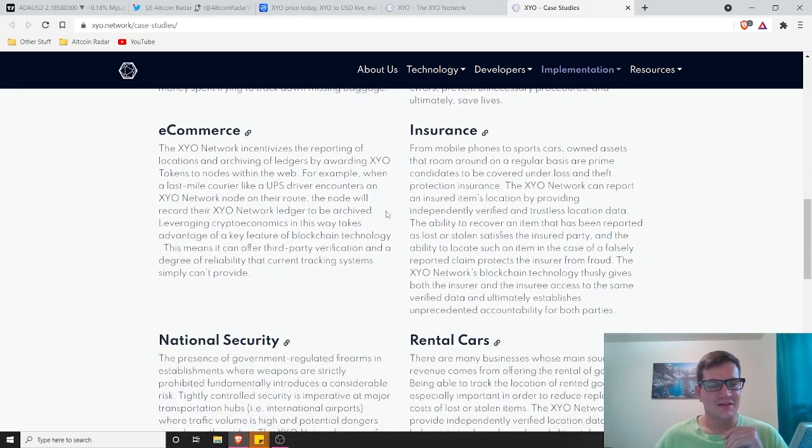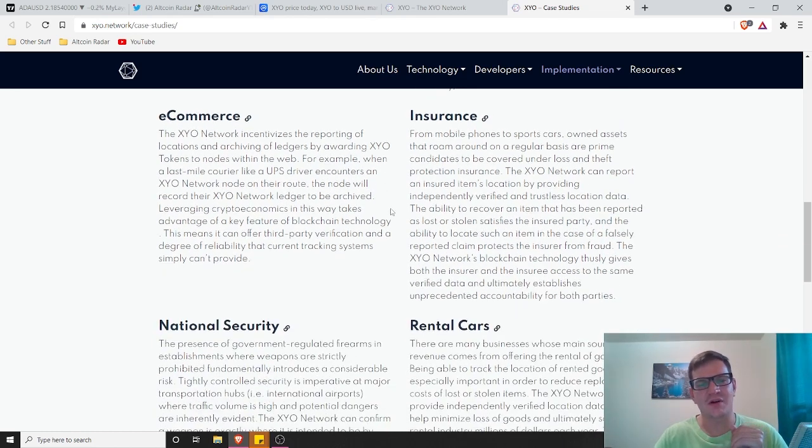So. All right, next we've got e-commerce. The XYO network incentivizes the reporting of locations and archiving of ledgers by awarding XYO tokens to nodes within the web. For example, when a last mile courier like a UPS driver encounters an XYO network node on their route, the node will record their XYO network ledger to be archived. Leveraging crypto economics in this way takes advantage of a key feature of blockchain technology. This means that it can offer third-party verification and a degree of reliability that current tracking systems simply can't provide.